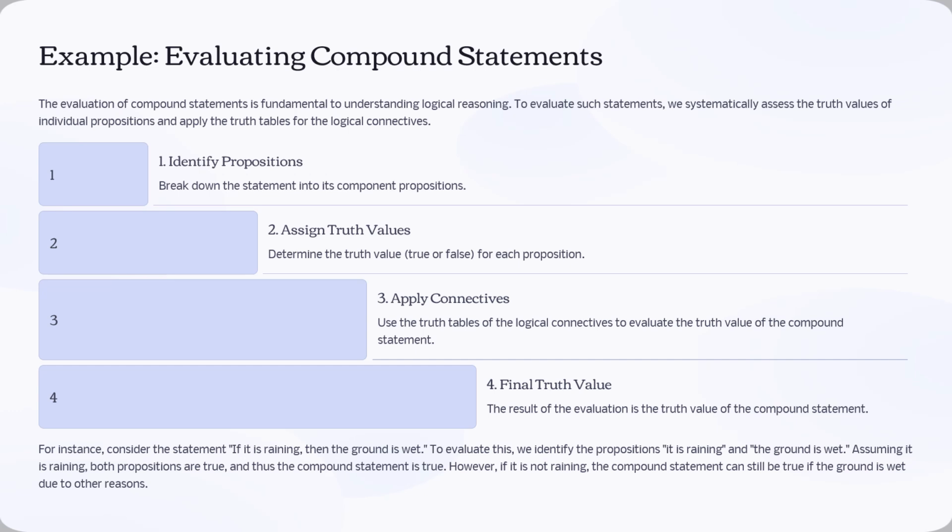Then, we use the rules for and to see if the whole statement is true. Think of it like a puzzle. We break it down into smaller pieces, figure out the truth value of each piece, and then put it all back together to see if the whole thing makes sense. In the next slides, we'll dive into the different types of logical connectives and how they work in compound statements. Get ready for some fun and engaging examples.